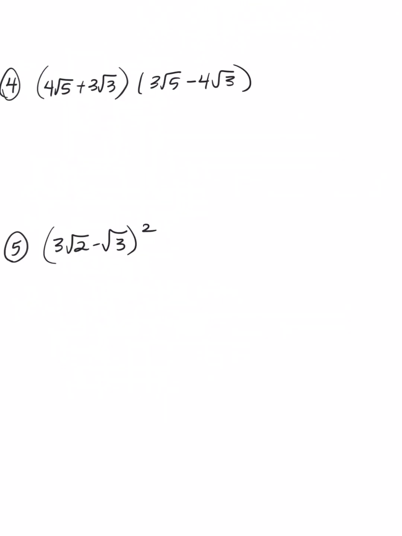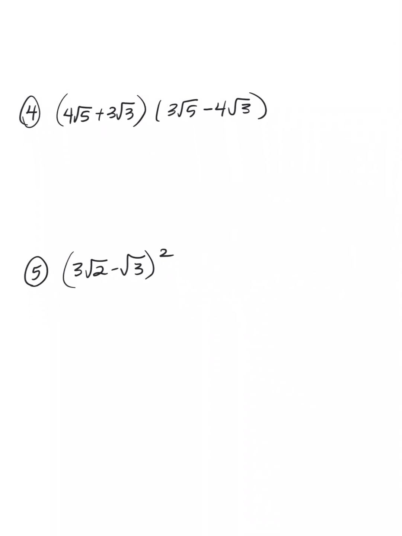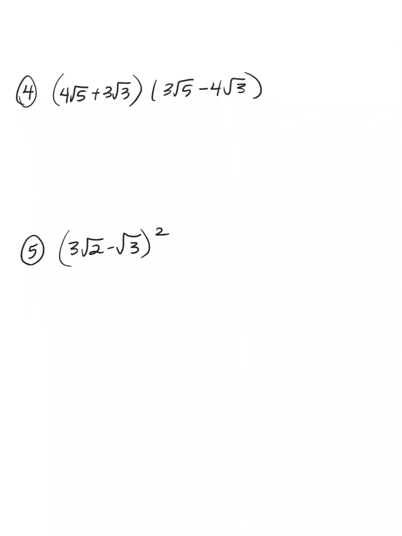Let's try the next one. All right, we are still going to FOIL here. Let's see what happens when we do our first term. So we do outside to outside, so 12 square roots of 5 times 5. I'm just going to leave it like that for now. Outer terms, I'm going to have negative 4 times 4 is 16, square root of 5 times 3. Inners, plus 9, square root of 5 times 3. And then last, I'll have negative times a positive. It'd be negative 12, square root of 3 times 3.